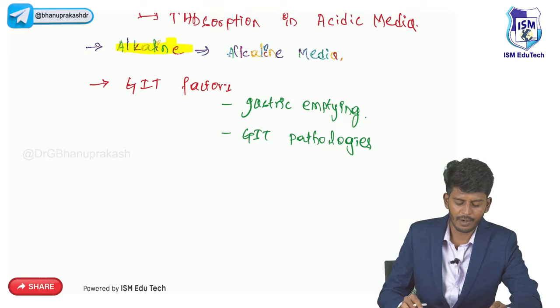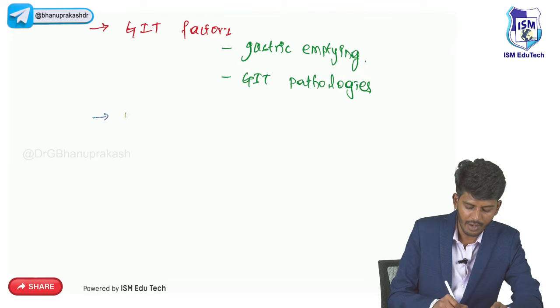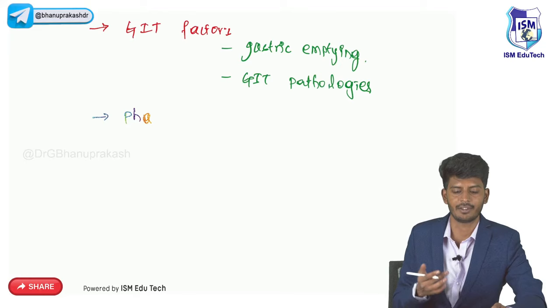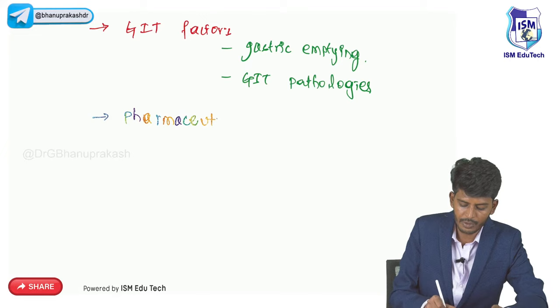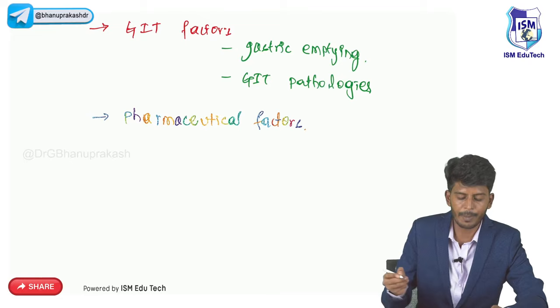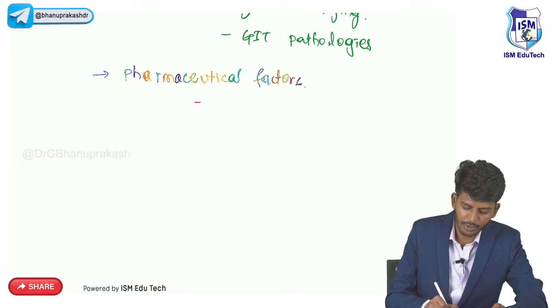Apart from that, the next factors are the pharmaceutical factors. So far we understood about the biological factors. Now we are going to understand pharmaceutical factors. If I tell you this term pharmaceutical, you are going to be confused. That is very easy. Pharmaceutical factors are nothing but we are talking about the drug itself. What do I mean by this?